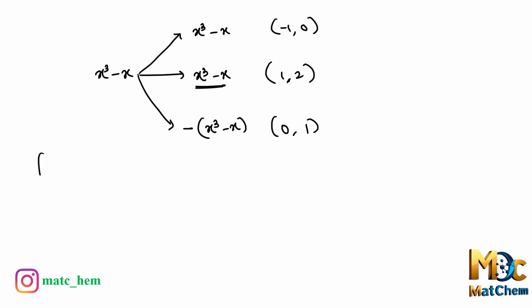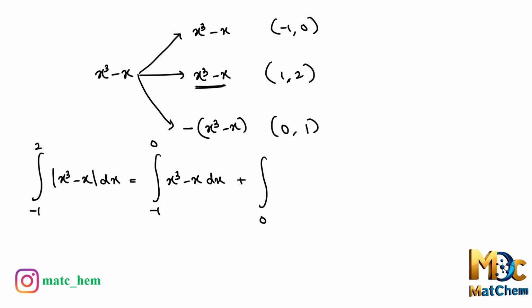So the integral from -1 to 2 of the modulus of x cube minus x dx should be written as the integral from -1 to 0 of x cube minus x dx, plus minus the integral from 0 to 1 of x cube minus x dx, plus the integral from 1 to 2 of x cube minus x dx. So we can integrate it.